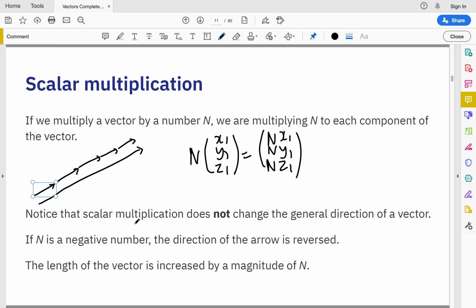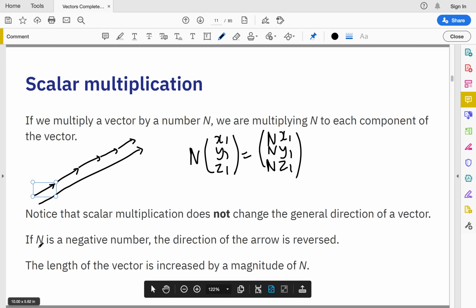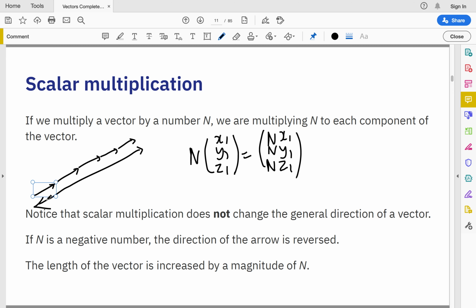Okay, so scalar multiplication does not change the general direction of a vector. But if n is a negative number, the direction of the arrow will be reversed and the arrow will be pointing here instead. However, it's still in the same general direction.